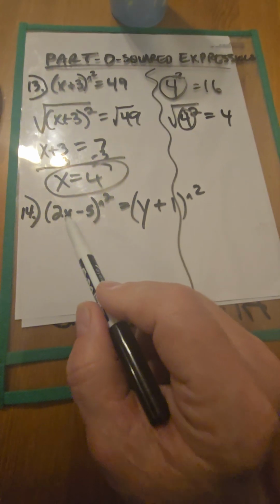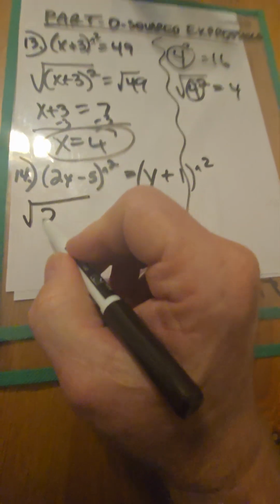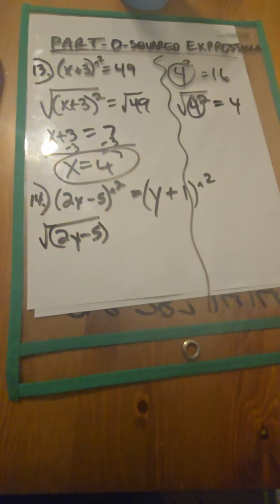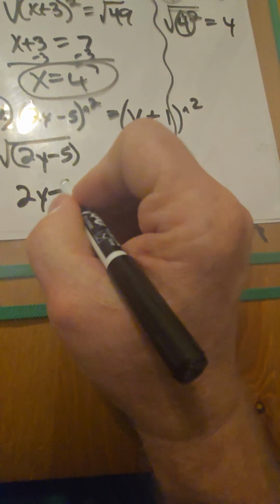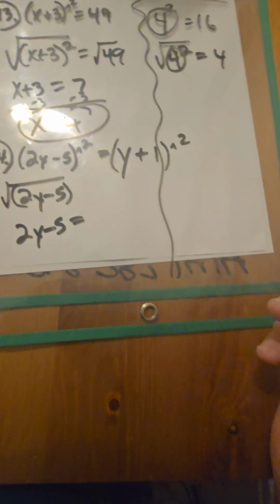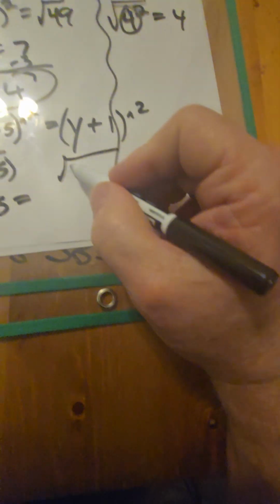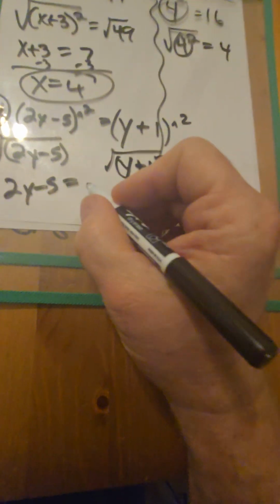All right, so let's use that same skill down here. So we have (2y minus 5) squared. How do we get rid of those parentheses? We just take the square root of 2y minus 5, because it's squared. That's what that little caret means. So what we're left with on the left is 2y minus 5. What do we have on the right? We also have (y plus 1) squared, so we have to take the square root of that.